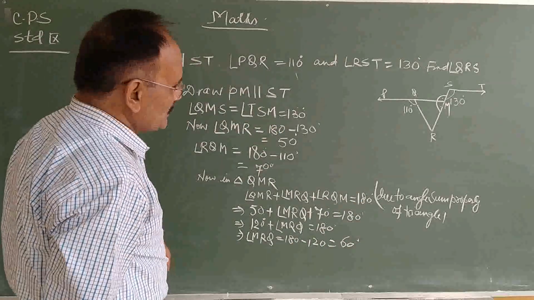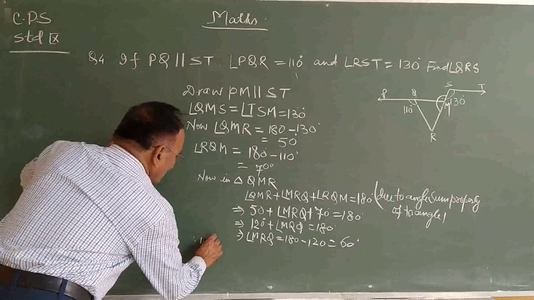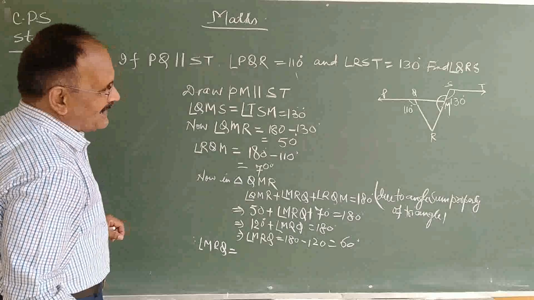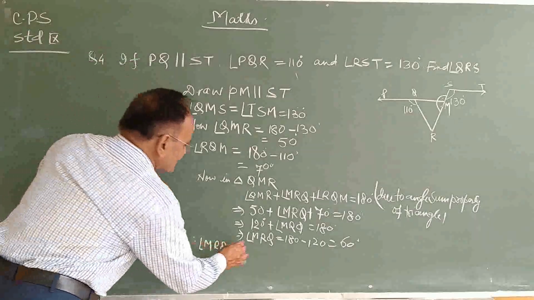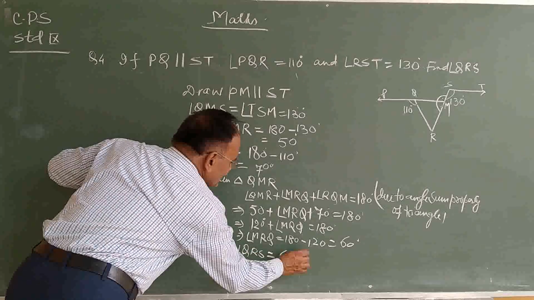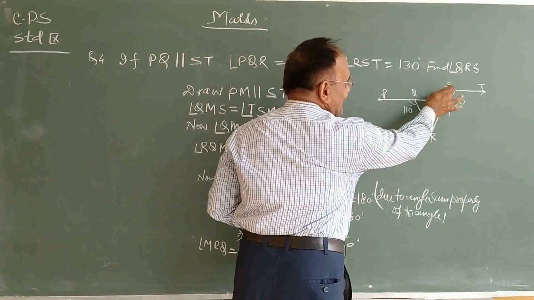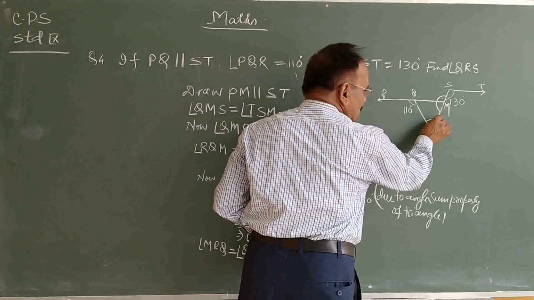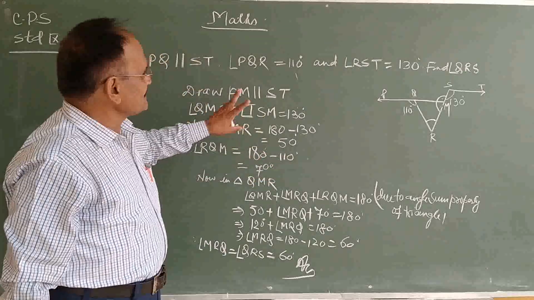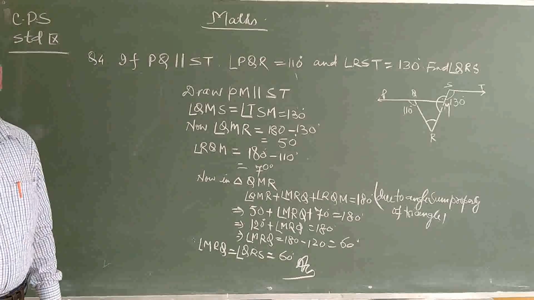Angle MRQ equals angle QRS, so MRQ is equal to QRS is equal to 60 degrees. This is the answer. The angle QRS is equal to 60 degrees, which we have solved here. Clear? This is the accurate solution of this question, which is on your blackboard.